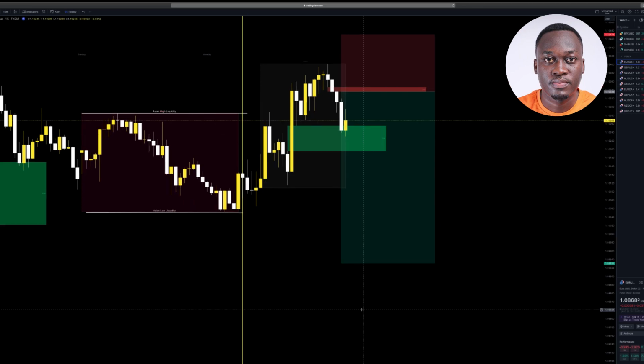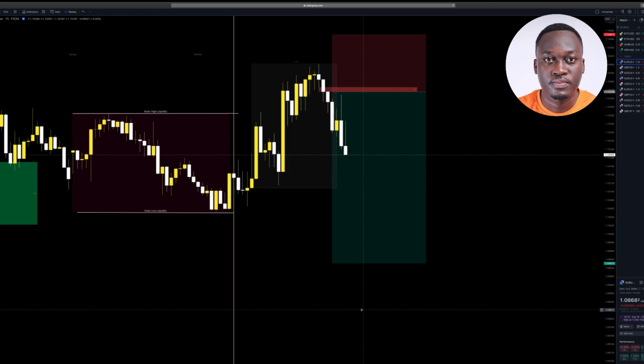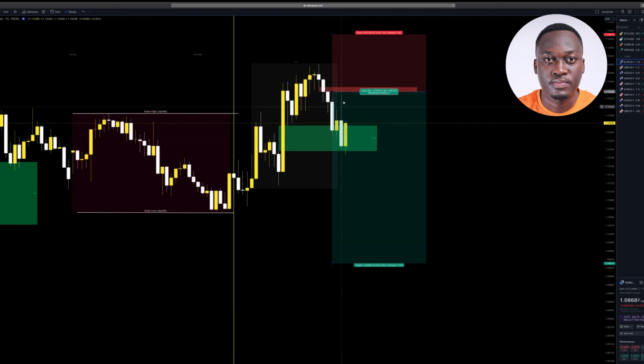And so if we have a second fair value gap, we are going to take another trade. So we max out at 3 trades. Okay, we want to take a maximum of 3 trades in a day, not more than that, because we don't want to overexpose our prop firm account or our prop trading account. Is that okay?